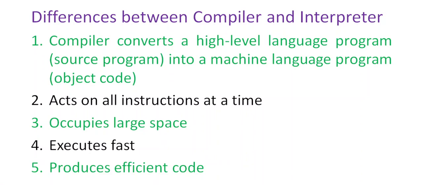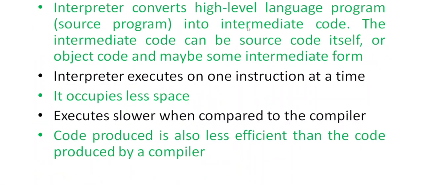Whereas the interpreter also tries to convert, tries to translate, but it may not translate it to machine code. Translating to machine code is not ruled out, but usually the main difference is that it acts on one instruction at a time. It may convert into machine code, or into some intermediate code. This intermediate code can be the source code itself. There are interpreters which directly execute the source code, or it can be some intermediate form.